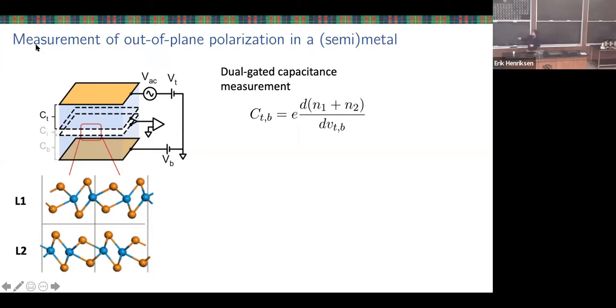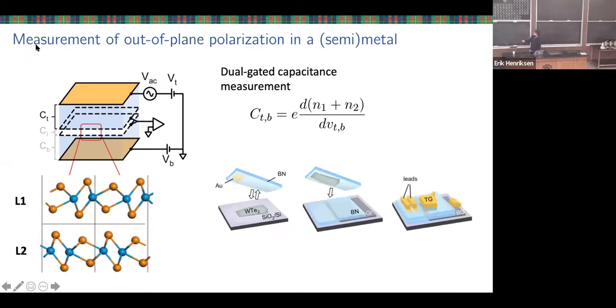This is a dual gated measurement, which means that we can measure either the top or back capacitance. And we can change the top voltage and the back voltage to simultaneously change the density and electric field in the material. Maybe just a couple details for people who care about such things. We had to do this entirely in a glove box because the WTe2 is extremely air sensitive. So we used a technique called the via contact method, where you start off with a boron nitride with contacts embedded in it. Then we can pick up the WTe2 and place it on something with a back gate, and then we can finish the fabrication afterwards.